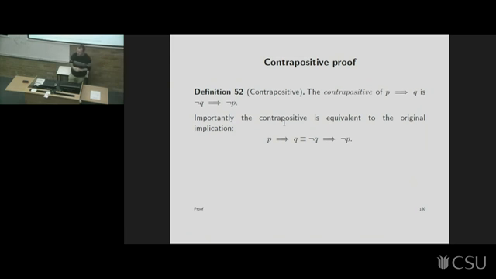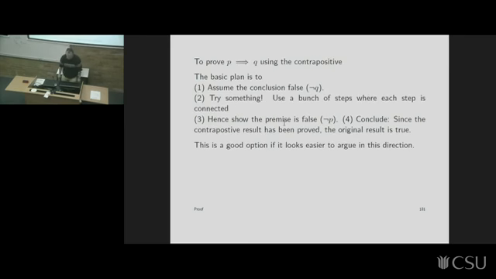Well, you can use this to make a new strategy. This is a contrapositive idea: the basic plan to prove that P implies Q is to assume that the conclusion is false. That's where you're starting from. Do a bunch of steps in the middle, and at the bottom line you conclude that the premise is false.